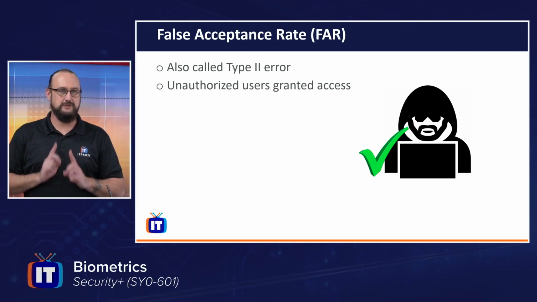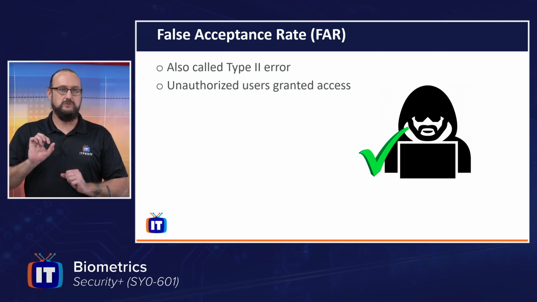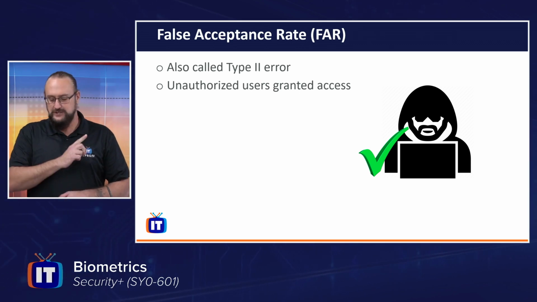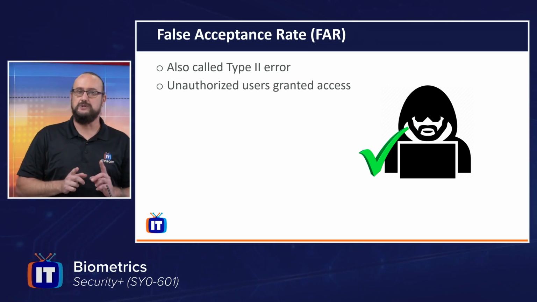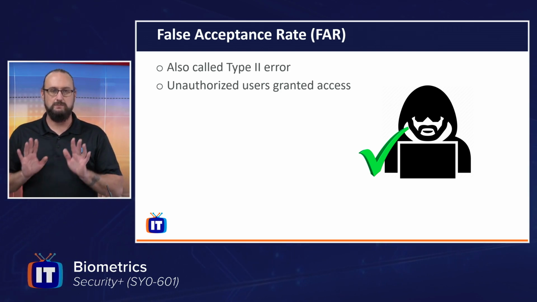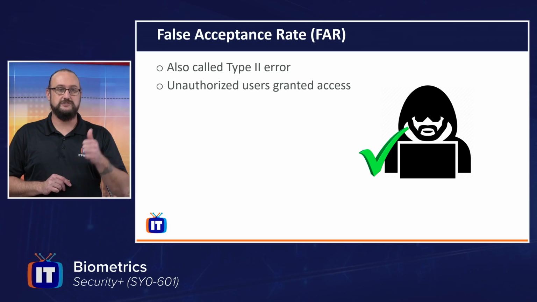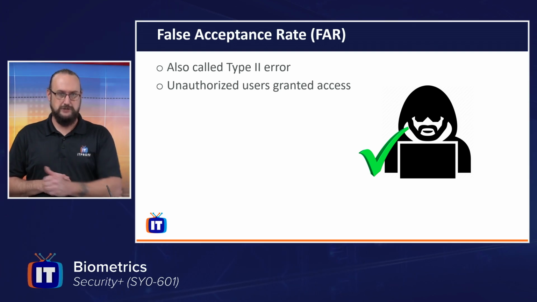Well, think about the two errors. If you grant access to an unauthorized user, confidentiality and integrity can no longer be guaranteed. So this is the worst out of the two, the type 1 and the type 2. So definitely know the difference between the FRR, the false rejection rate, and the false acceptance rate. Here's another way you could think of it: false means incorrectly. Rejection, we incorrectly rejected a user.